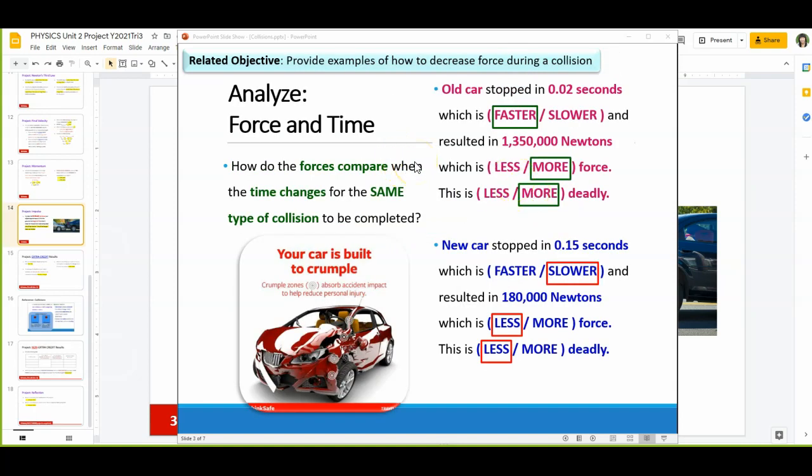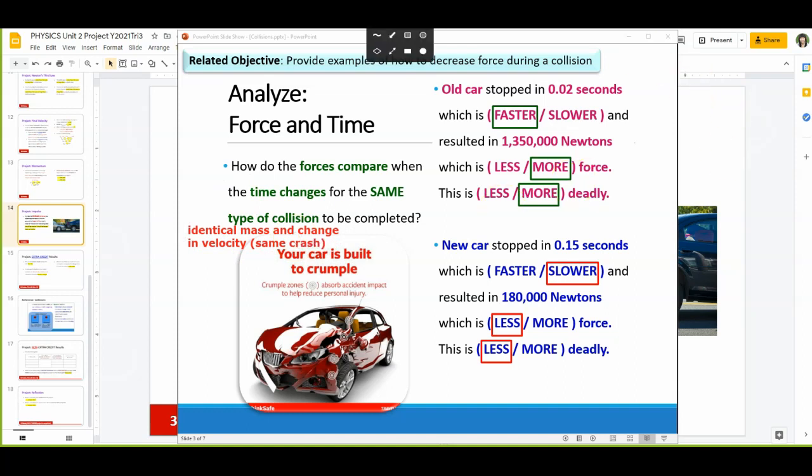We said, how do the forces compare when the time changes for the same type of collision to be completed? So in this case, we had an old car and a new car, and both of them were identical in mass and change in velocity. Identical mass and change in velocity, meaning that they were in the same crash, right? So they are in the same crash. They slowed down a whole bunch.